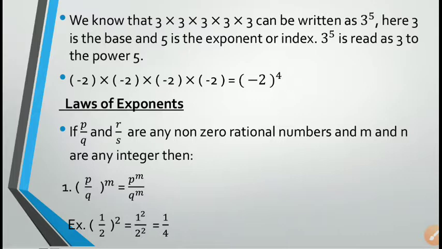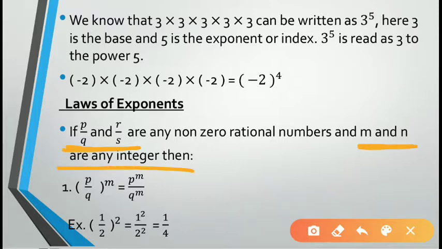Now next is laws of exponents. This law of exponents is very important in solving our exercise, and you have to learn all the laws of exponents. Suppose p by q and r by s are any non-zero rational numbers. We have already studied about rational numbers. And suppose m and n are any integers. Integer means the combination of positive and negative numbers.